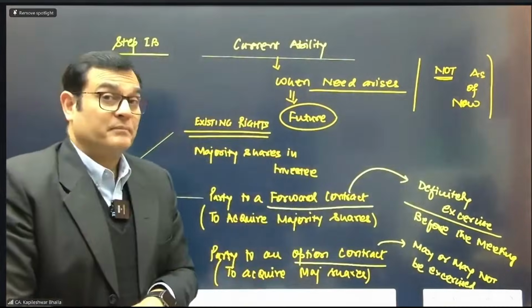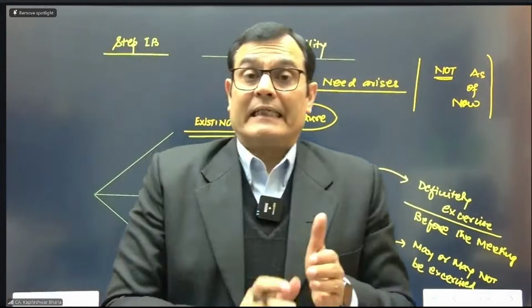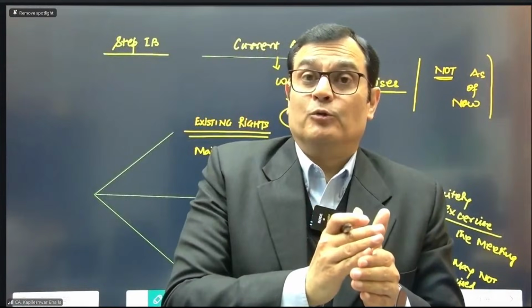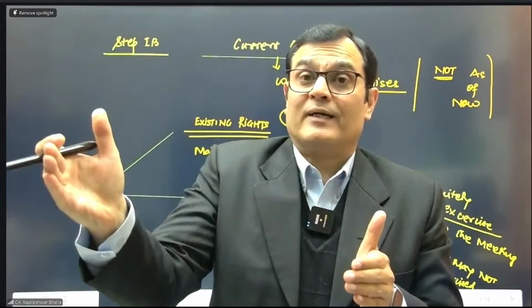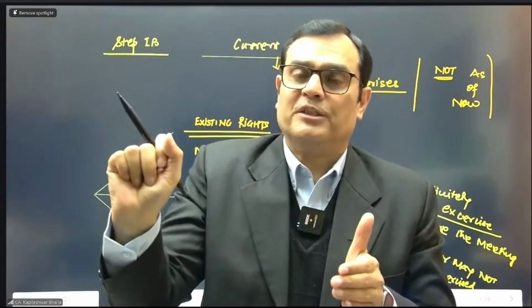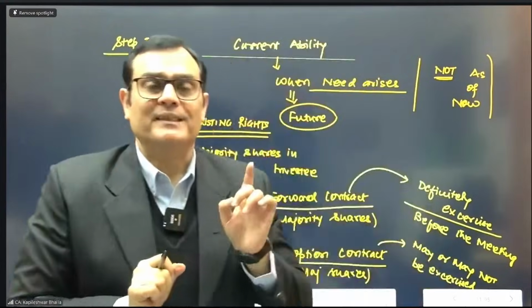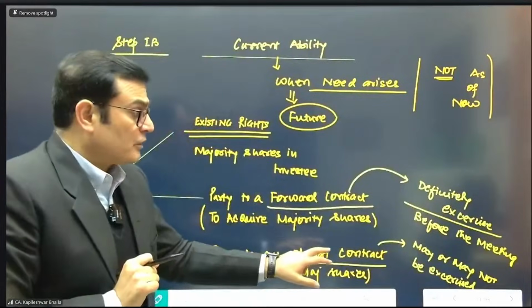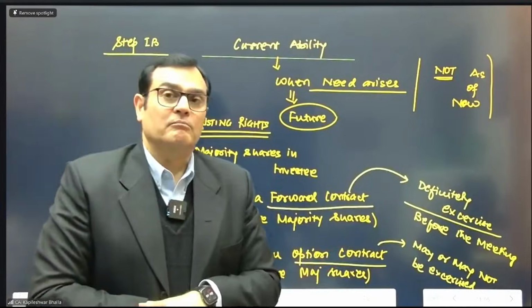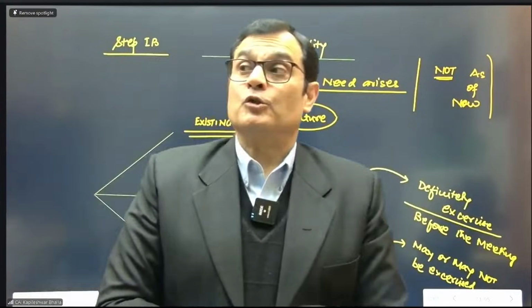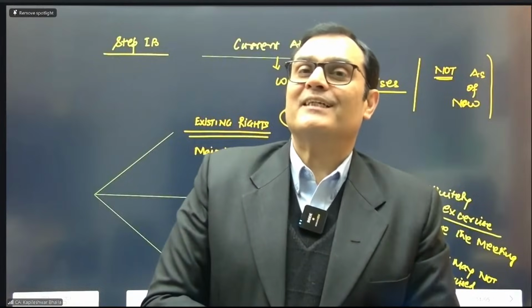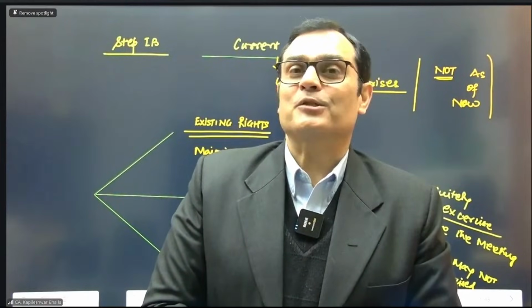Now, that makes it interesting. In a forward contract, you are legally bound to settle the contract, so you will definitely get majority shares. But you need to get the majority shares before the date of the meeting. But in terms of an option contract, you may or may not exercise the option, so you may get majority shares or you may not get majority shares.